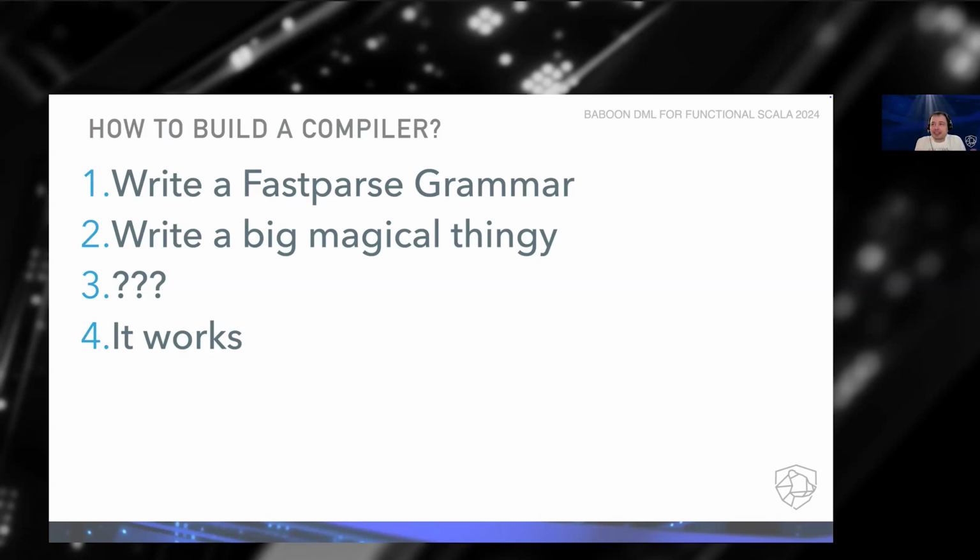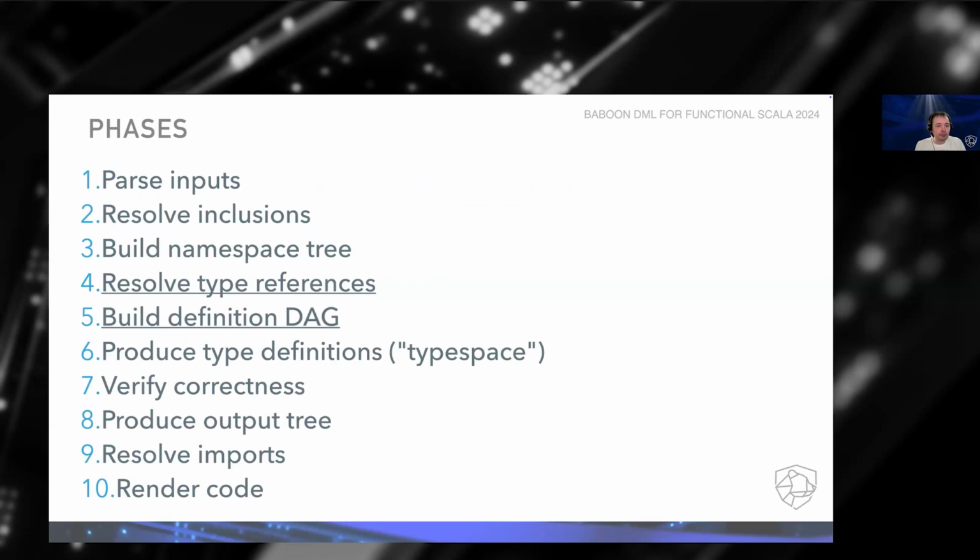How would you build a compiler? So we'll take FastParse, write a big chunk of magical code, and job done. It works, but I guess that's a bit too generic. So let's try to have a deeper look. Many concepts we are going to discuss would be applicable to a wide range of compilers and transpilers for various languages, including general purpose ones.